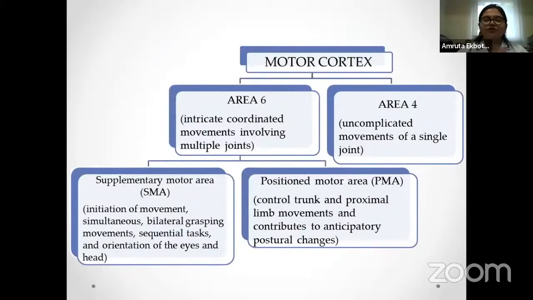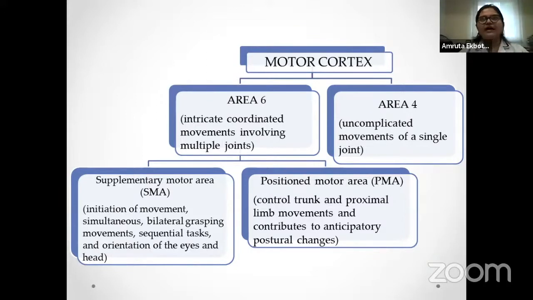Okay. So two distinct areas are defined in the control of coordination, which is area number 6, which is involved in intricate coordinated movements involving multiple joints. Area number 6 is further divided into two other areas, which are the supplementary motor area and the premotor area. The supplementary motor area is a part of area 6, and it is involved in initiation of movement. Its function is to initiate the movement, simultaneous bilateral grasping movements, sequential tasks, and orientation of the eyes and the head.